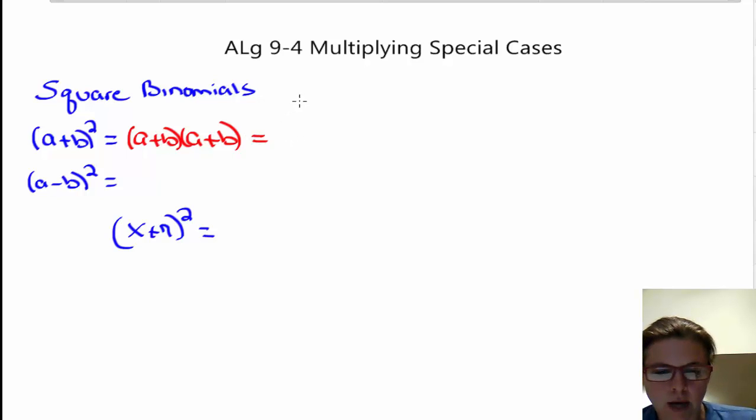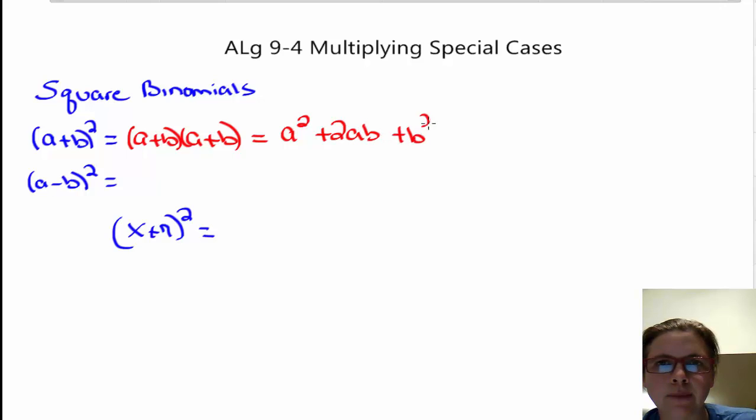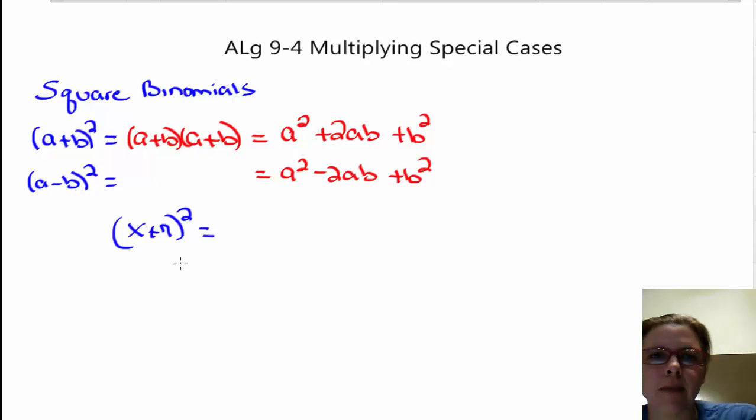But what you can do, if you can remember, for a short case, would just be a squared plus 2ab plus b squared. And (a minus b) squared would be a squared minus 2ab plus b squared, since there is a minus in there. So, for example, if you had (x plus 7) squared, I'm going to show you both ways. I'll show you FOIL in a minute, or you can just use our rule.